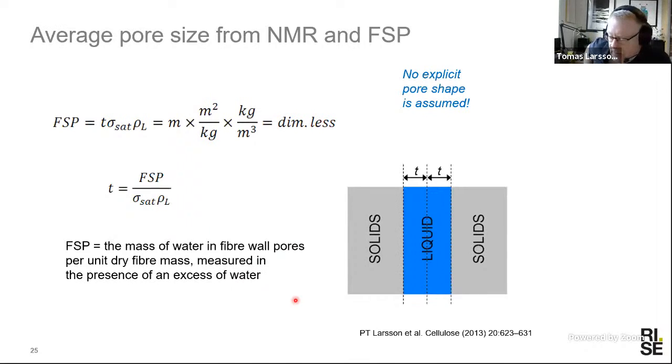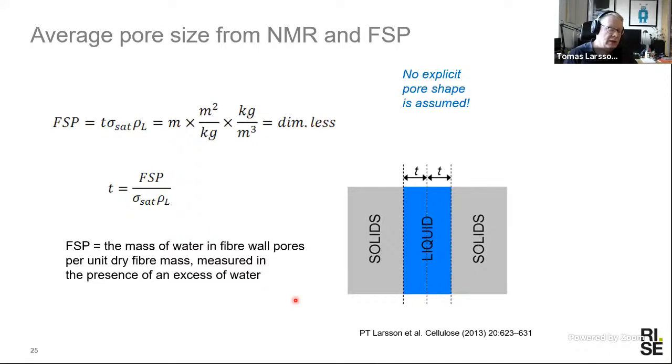Combining FSP and solid state NMR, the measure you get from the FSP can be recalculated into what I would call a specific pore volume for the fiber wall. That's the volume of liquid in the pores per unit solids. And the specific surface area from NMR is the surface area per unit solids. That means they are normalized the same way. They are measured under the same condition. Both are measured in the water swollen state. So you can easily combine them.